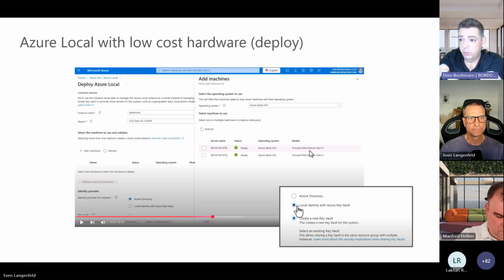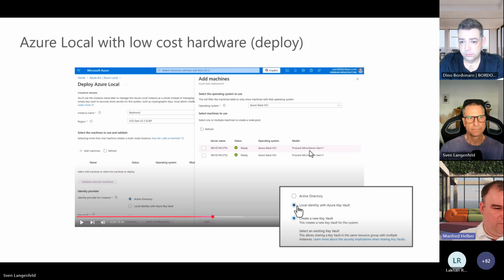So, Manfred, I don't know if you would agree, but you can basically call it Autopilot for Azure Local, from the idea behind it to pre-configure systems before they are shipped. Then once they come online, they already know where they are, who they are, and how they should get configured.